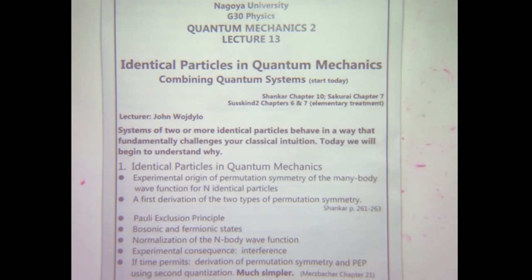So just three lectures left. Today we're just going to start considering systems of more than one particle. We've already seen some amazing things that happen on a quantum scale with quantum particles, but today and the next two lectures you're really going to see some things that will challenge your intuition.